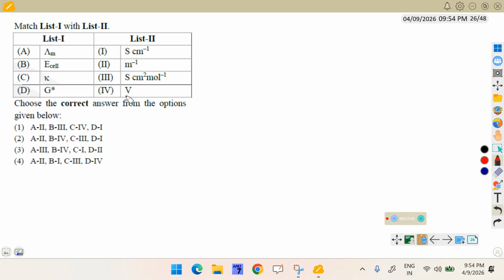The following molar conductivity, Siemens centimeter square mole inverse, A3. Luckily only one option, that is the third option. E cell, volts. Conductivity, Siemens centimeter inverse. Cell constant, meter inverse.